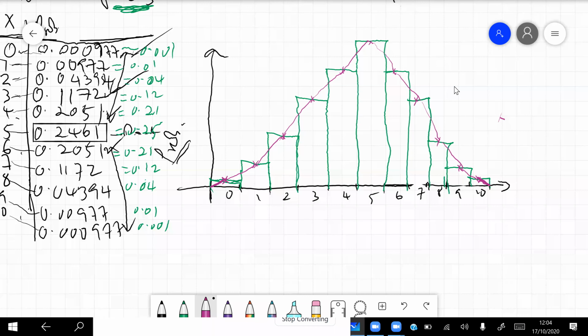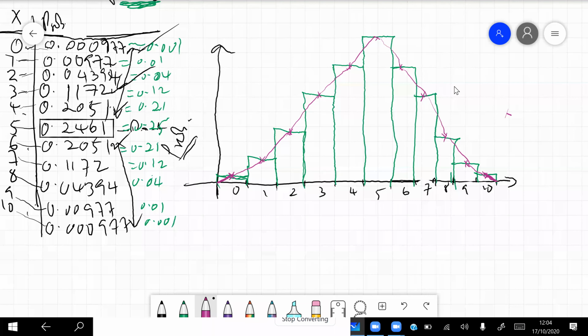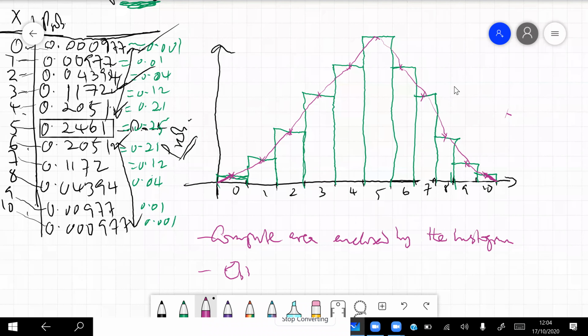Okay. So I want us to compute the area enclosed by the histogram. And I also want us to estimate or approximate the area below the frequency polygon and above the x-axis. Approximate area under the frequency polygon and above the x-axis. So the area enclosed by the frequency polygon.